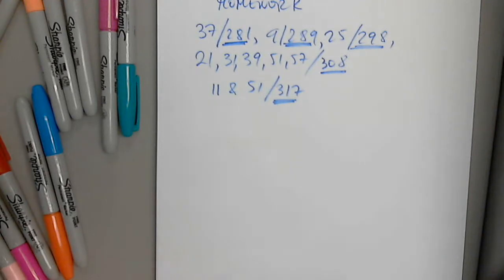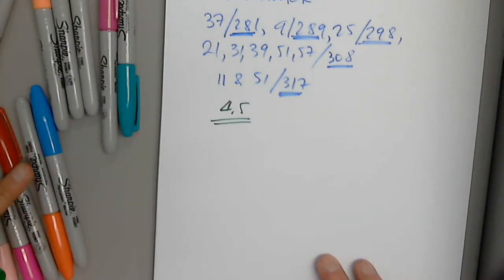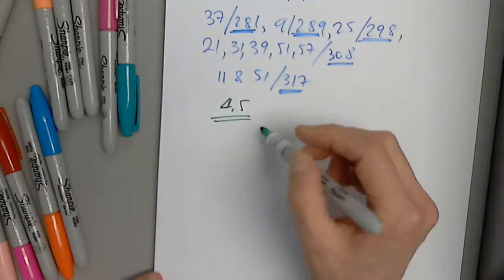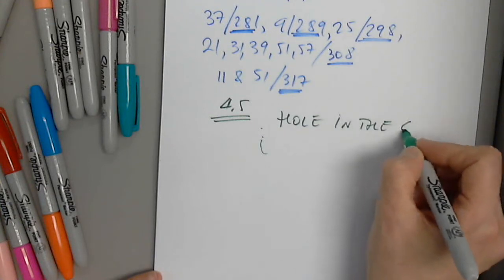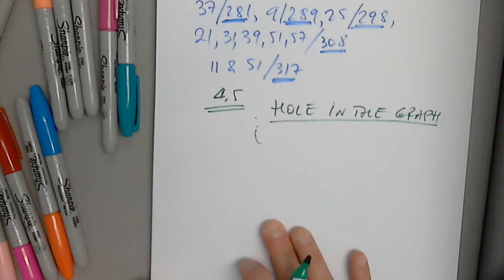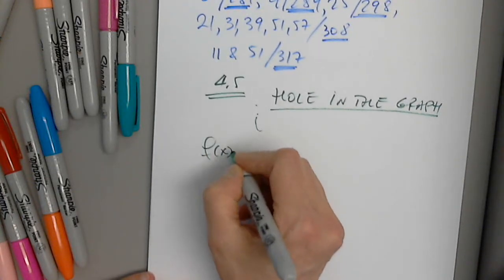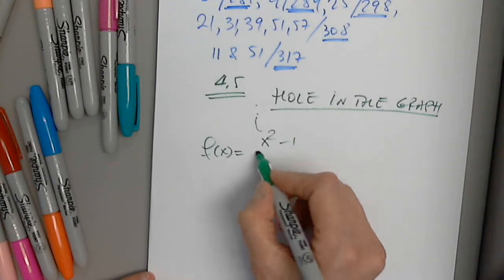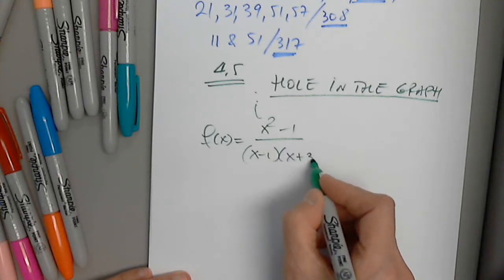Okay, very good. So now we go back to 4.5. We're going to look at two different situations that we have not seen before. One is a hole in the graph. So I'm going to make up an example. F of x equals x squared minus 1 over x minus 1 times x plus 3.